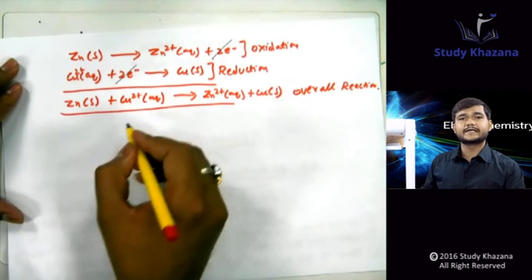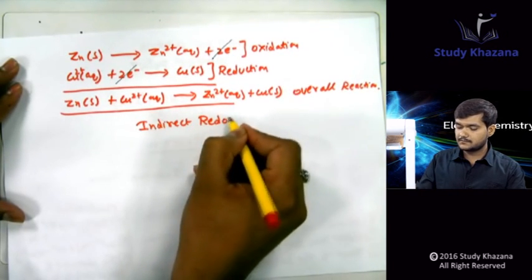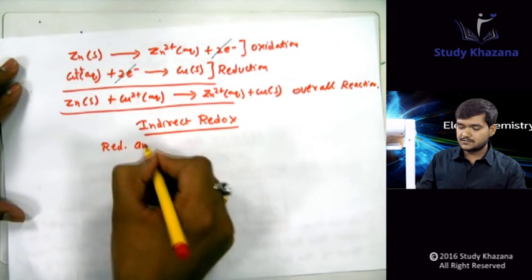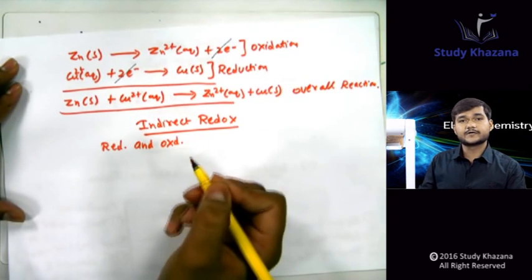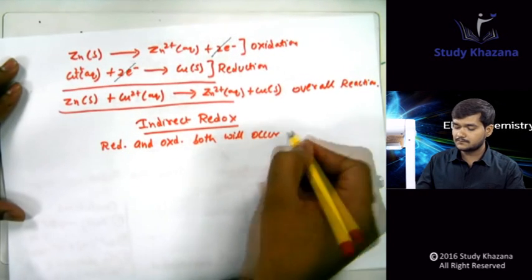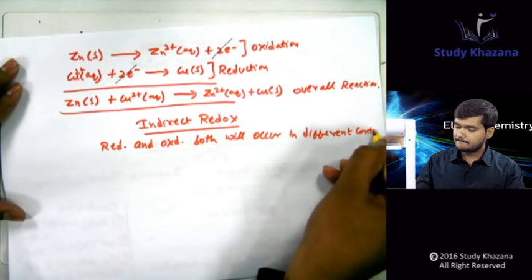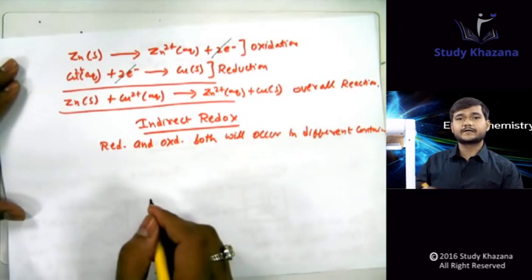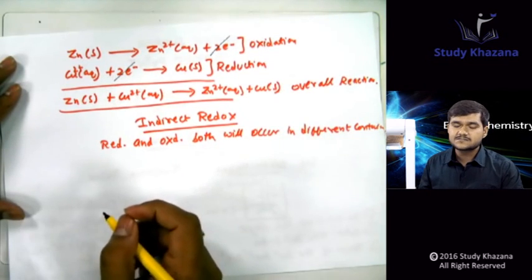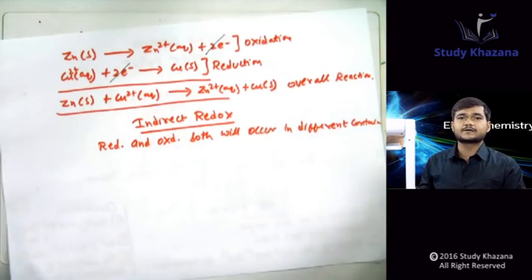Now let us discuss an indirect redox reaction. Indirect redox means that reduction and oxidation both occur in different containers. Unlike the direct redox reaction, where both oxidation and reduction occur in the same container, here the reduction and oxidation will occur in two separate containers.